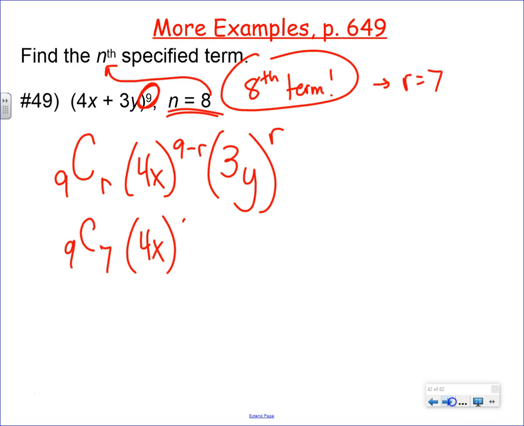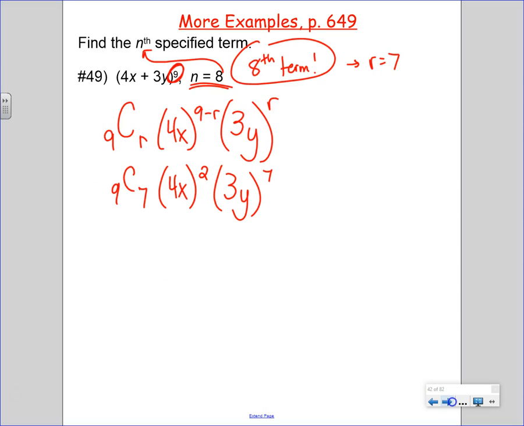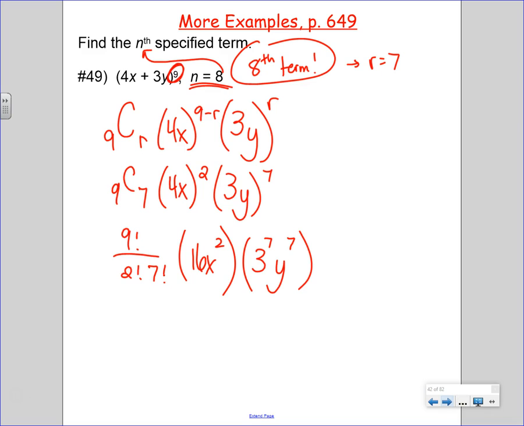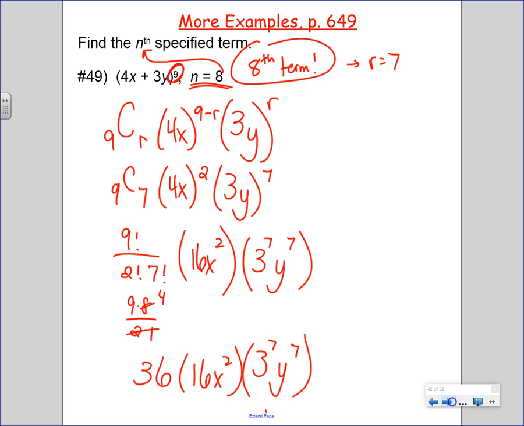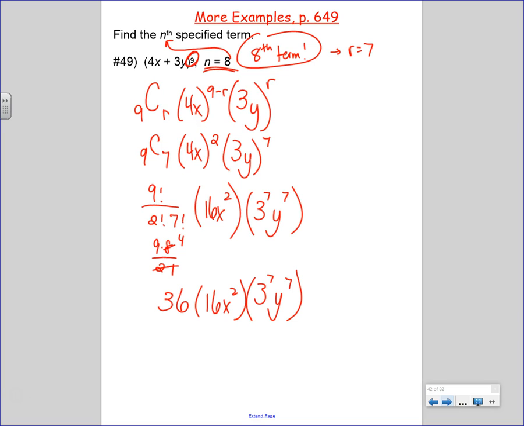4x to the 9 minus 7 is 2. 3y to the 7 is, well, 3y to the 7. Okay. So you guys can go find that nCr button, or we could just go ahead and have some fun with factorials. That'll end up being 16x squared. This will end up being 3 to the 7th, y to the 7th. That's going to be 9 times 8 all over 2 times 1, which will end up being 36 times 16x squared times 3 to the 7th, y to the 7th. Someone get me a nice little number for this guy with x squared, y to the 7th. 36 times 16 times 3 to the 7th.